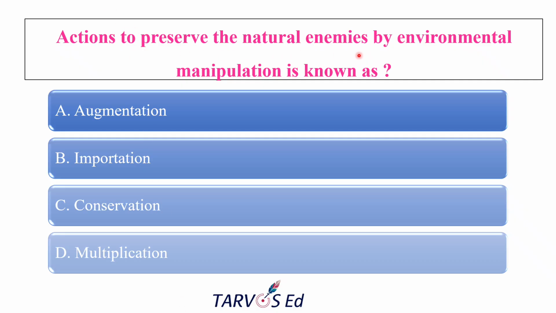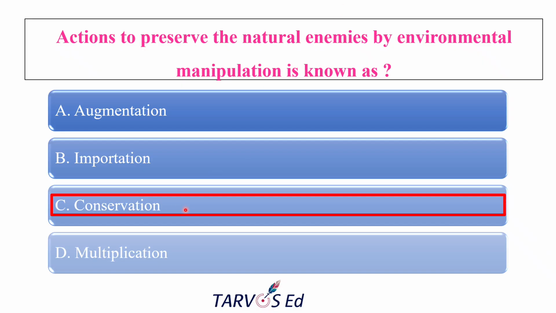And the next question is about actions to preserve the natural enemies. Natural enemies means it could be predators or parasitoids. By environmental manipulation is known as. So by doing some environmental manipulation, we are going to save the natural enemies. So which action is preferable, they asked. Option A is augmentation, option B is importation, option C is conservation, and option D is multiplication. And the correct answer is conservation.